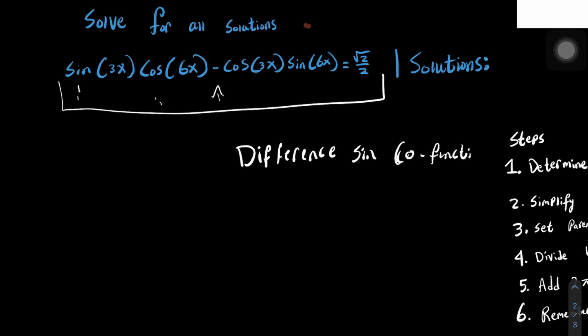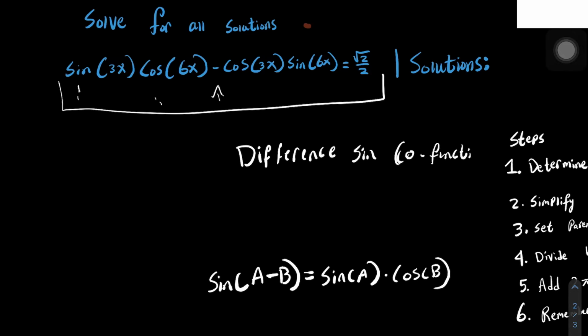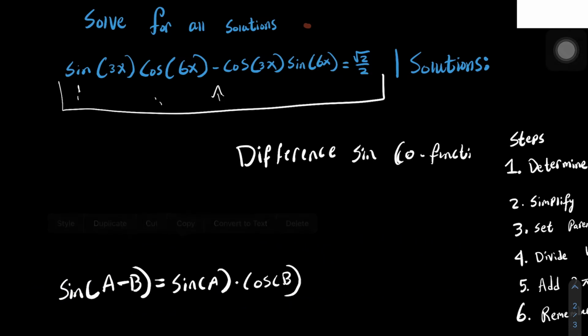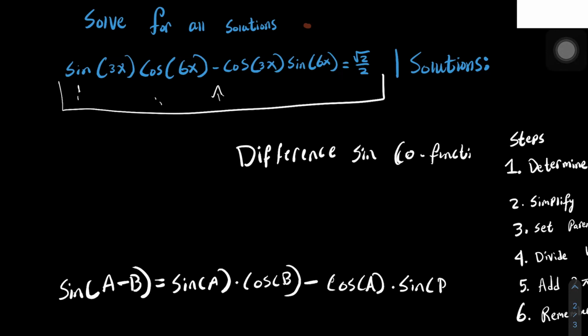Now that we have determined that it is a difference sine cofunction, let's look at the basic form one more time. So we're going to have sine of a minus b equal to sine of a times the cosine of b, and that is going to be subtracting the cosine of a times the sine of b. Now, if we follow this base formula and compare it to the equation we have in the question, we can see that this is our a, that's our b, this is our a, and that is our b.